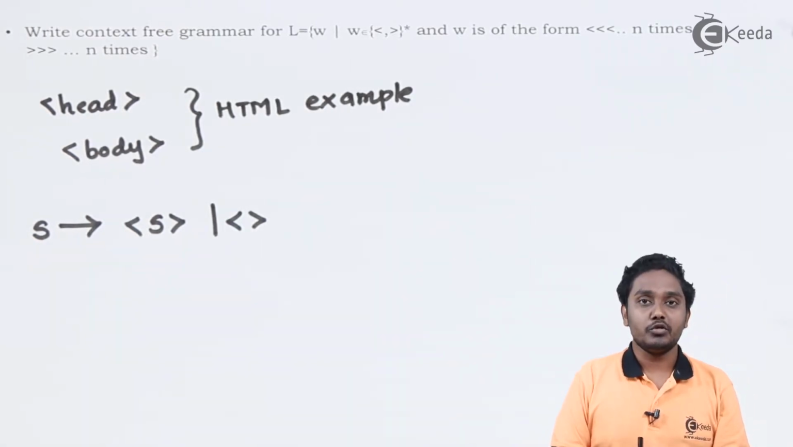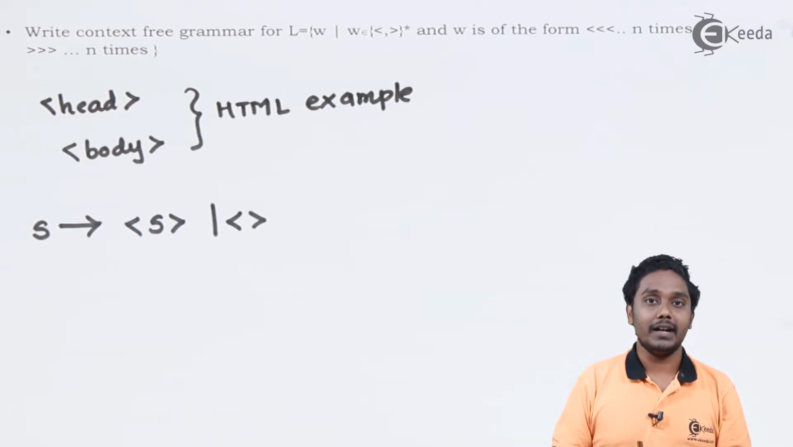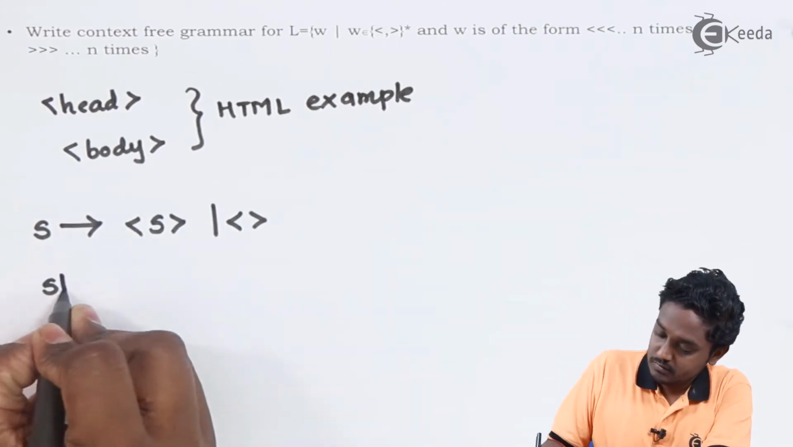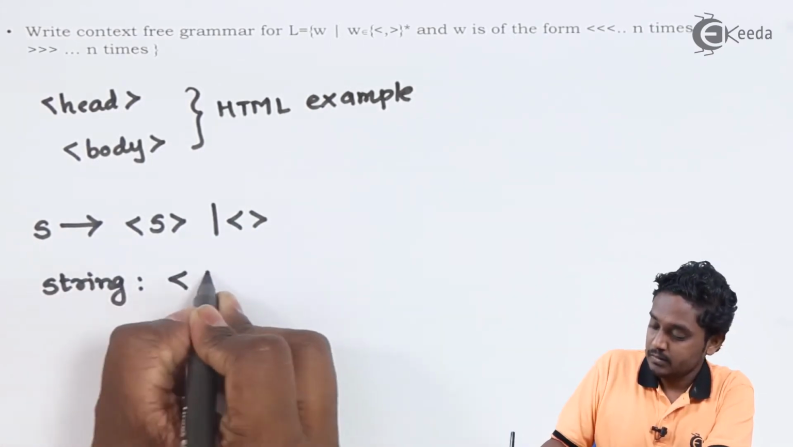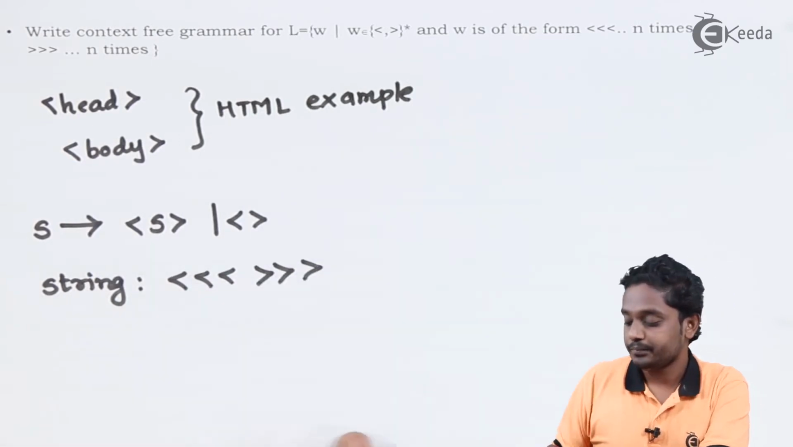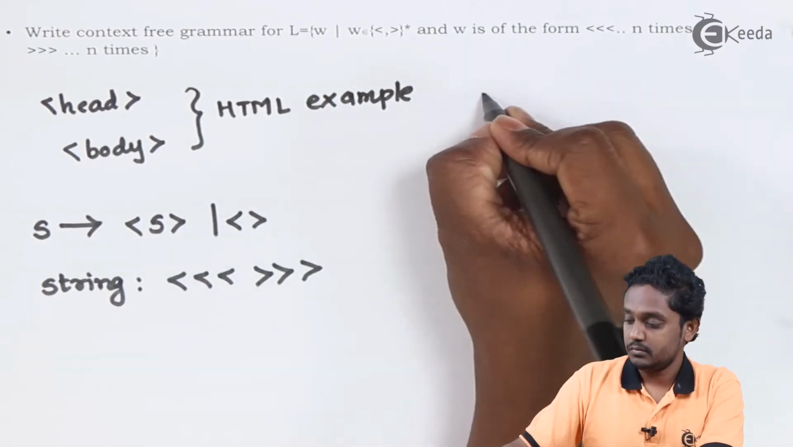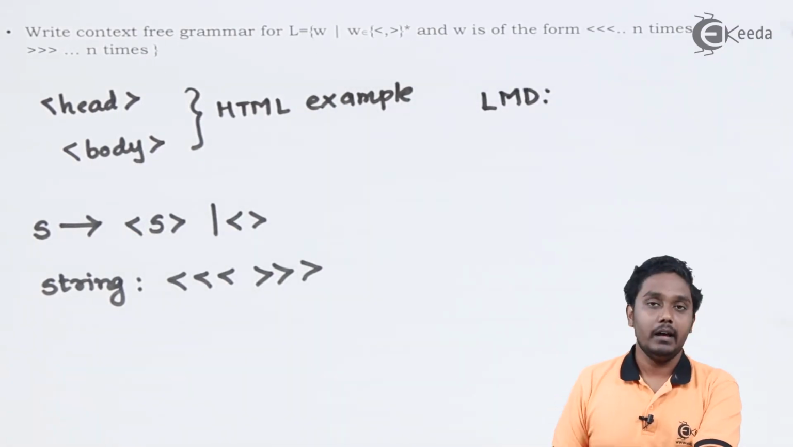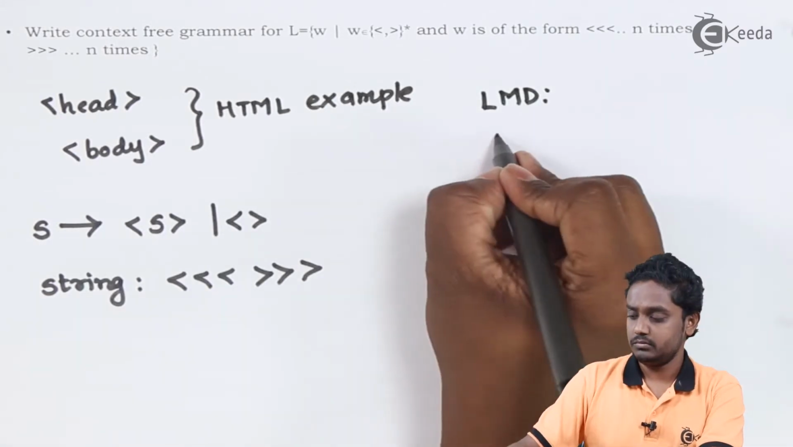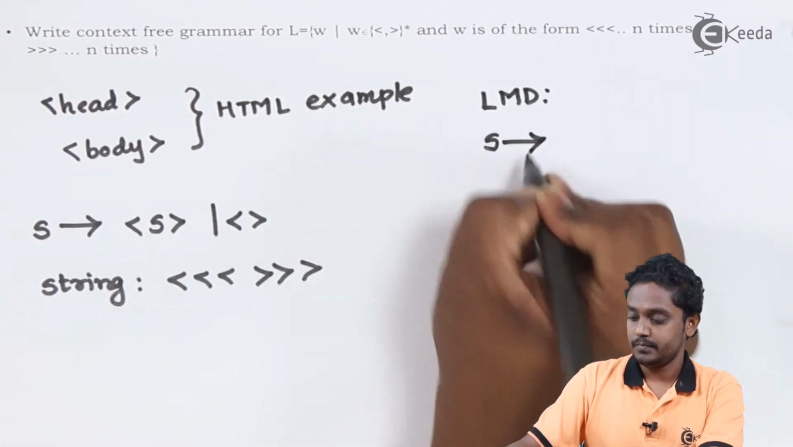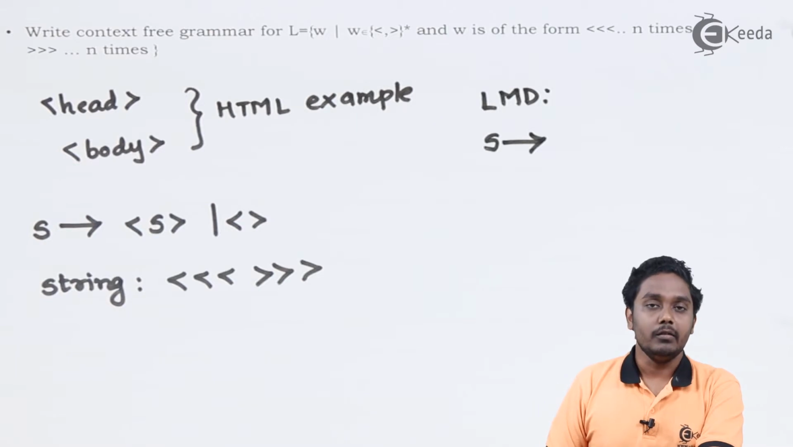Now let us try to generate a string out of this grammar. Let us say we are generating a string which contains 3 opening brackets and 3 closing brackets. Let us try to find the leftmost derivation for this particular string. S is our start symbol. We need 3, so we start with the first recursive production.